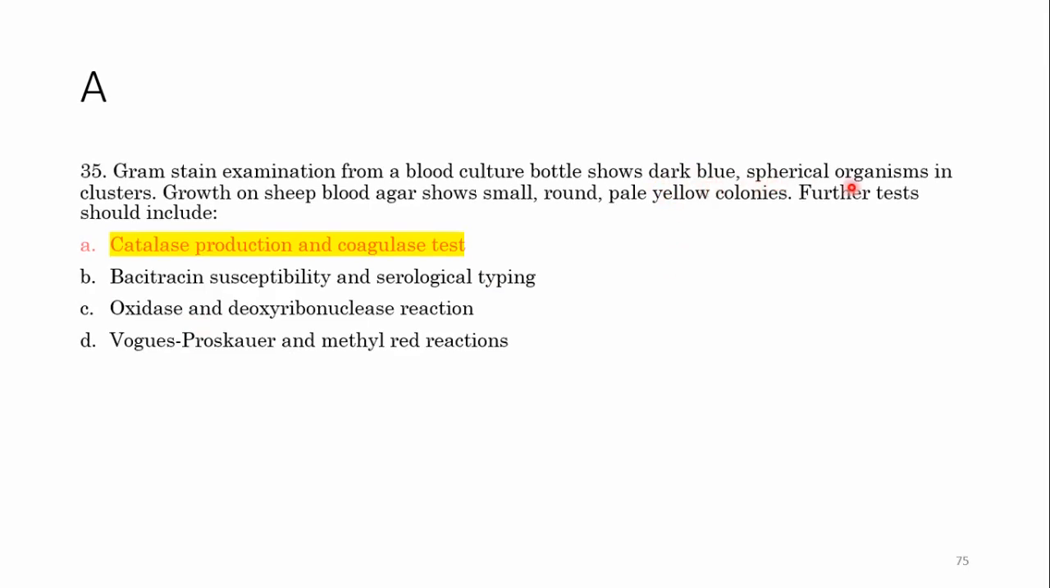Dark blue spherical organisms in clusters. So most likely what you identified is either Staphylococcus or Micrococcus. Okay? Gram-positive cocci in clusters. So your next test should be catalase test and coagulase test. Catalase test so that we can further identify whether it is Staphylococcus or Micrococcus. Coagulase test, as I mentioned a while ago, is the best test to identify Staphylococcus aureus. So number 35, letter A.